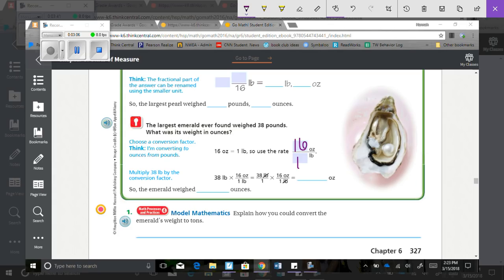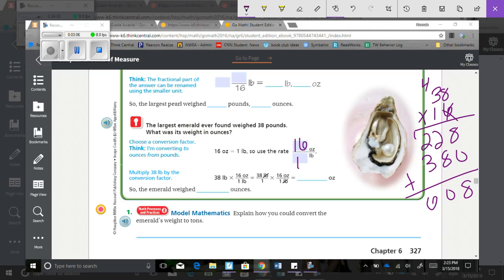So 38 times 16 is 608. And we don't have to divide because 1 times 1 is 1, and 608 over 1 is still 608. So the emerald weighed 608 ounces.